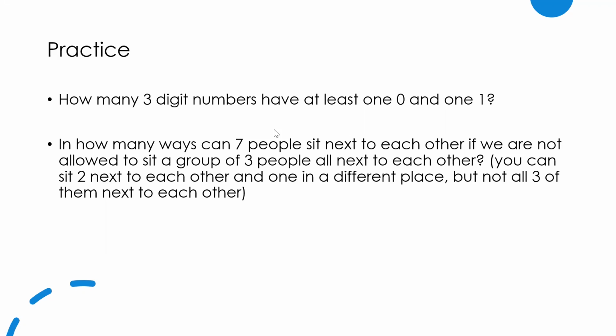I gave you guys enough time, so let's just do the first and the second problem. I know a lot of you guys were confused with the second problem, but don't worry, I'll still explain how to do it. So first one: how many three-digit numbers have at least one 0 and one 1?